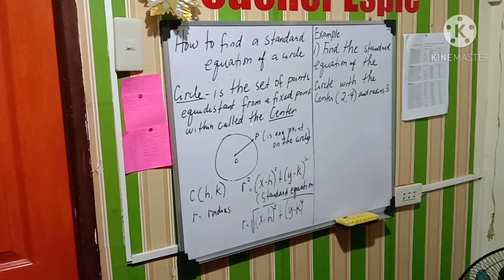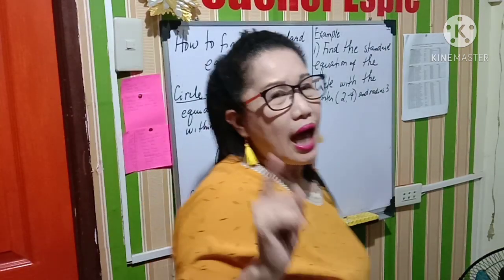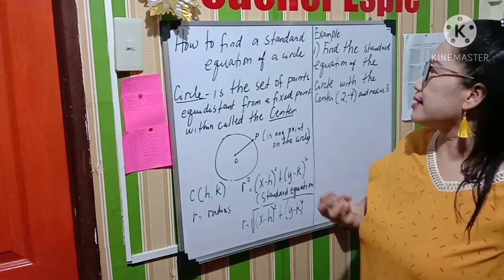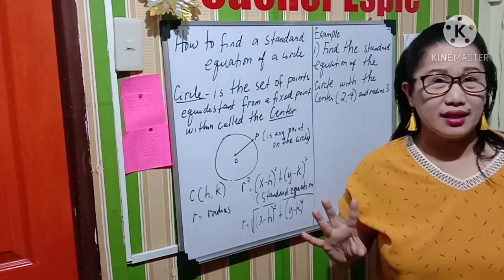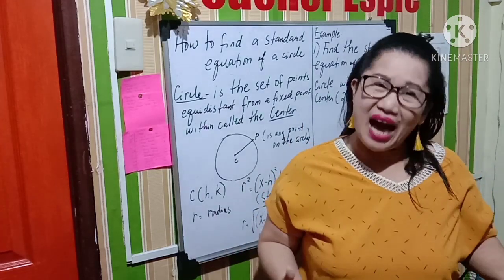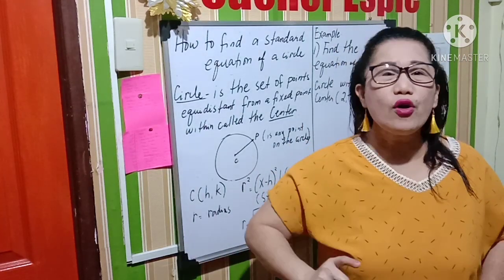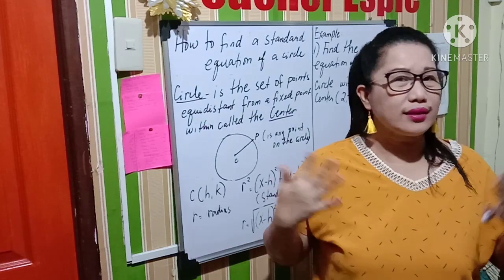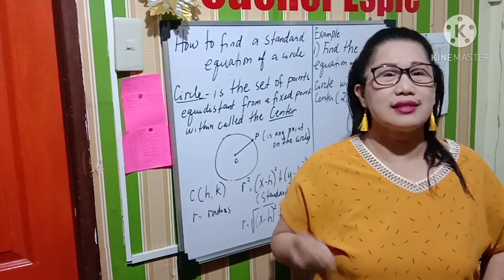Hi, so today our lesson is all about how to find a standard equation of a circle. Kasi dalawang bagay po yun. We have a standard equation and we have a general equation. So before that, let us define what is a circle. Ano po ba ang circle?